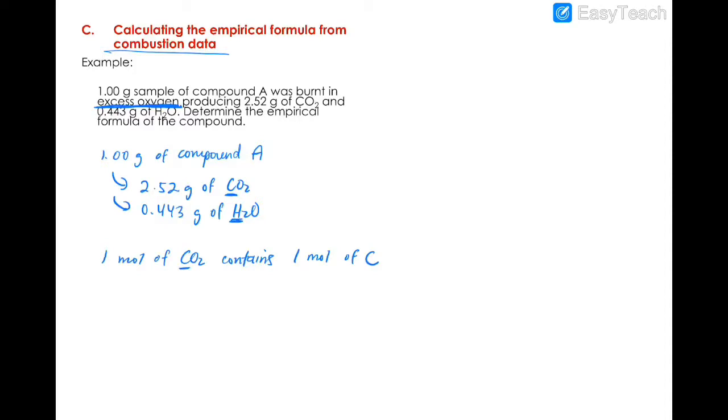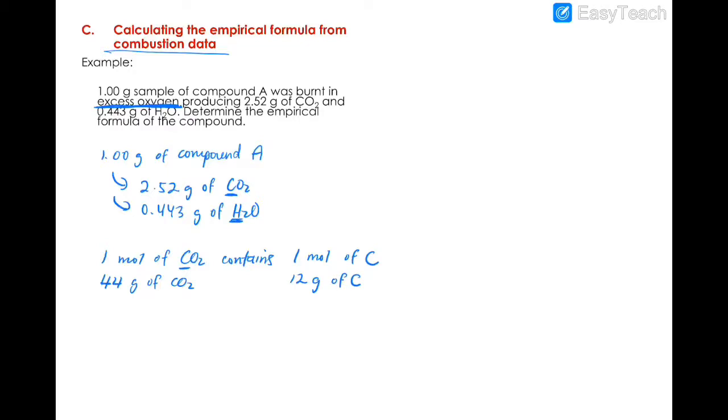So, it contains 1 mole of carbon. Okay, so dalam 1 mole of CO2 pula, 1 mole of CO2, it contains 44 gram of CO2. Ini untuk 1 mole lah. So, 1 mole CO2, it contains 44 gram. Whereby, untuk 1 mole carbon pula, bermaksud carbon, berat carbon adalah 12 gram.